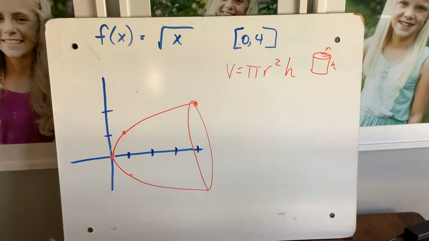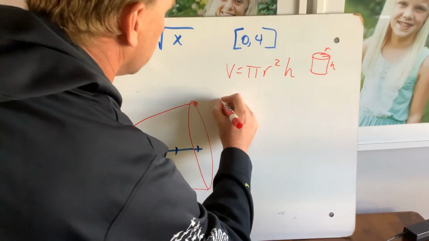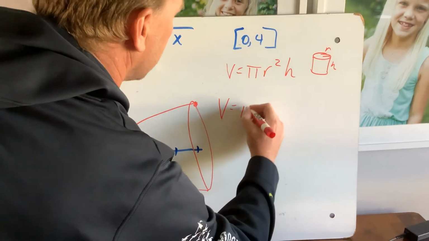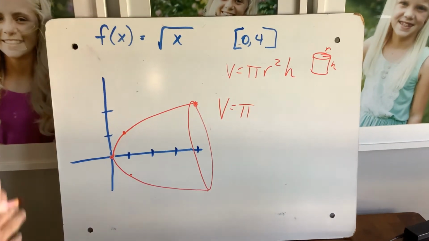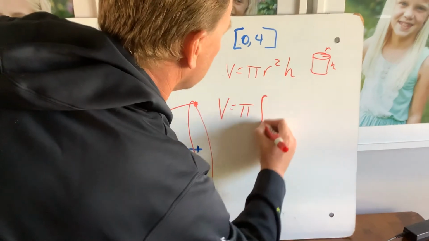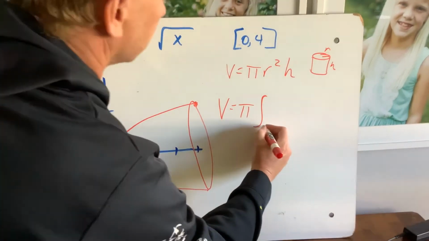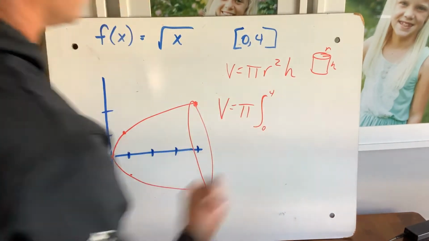Okay, so we're just going to make a few changes. All right, we're still going to have pi. And anything with functions like this at this time in calculus, we're going to use an integral. So we're going to go the integral from where we start to where we end. So that's going to be 0 to 4.